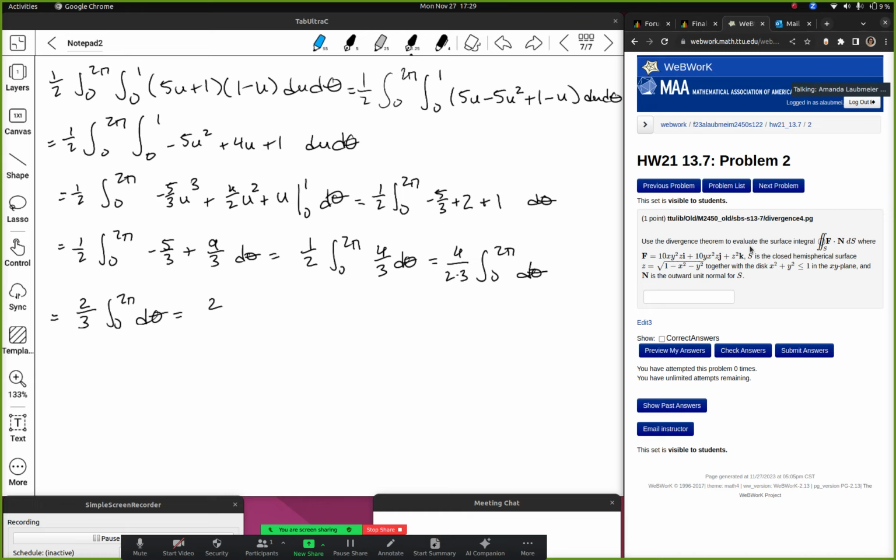And that last integral is the easiest. D theta just becomes theta, evaluated from 0 to 2 pi. So then when I plug in, I have 2 pi minus 0, or 2 pi. So this is just 4 pi over 3.